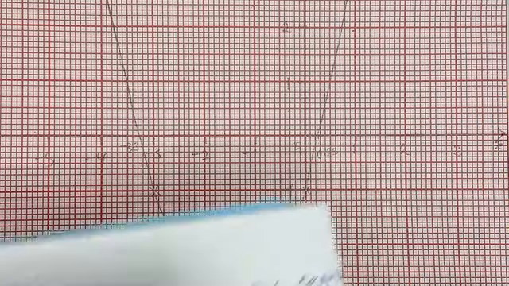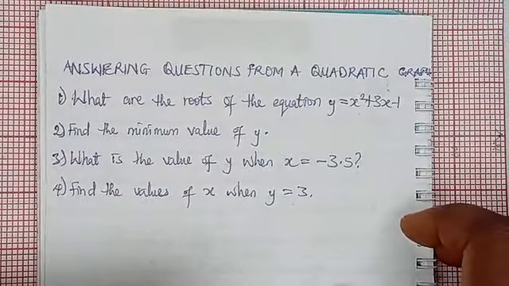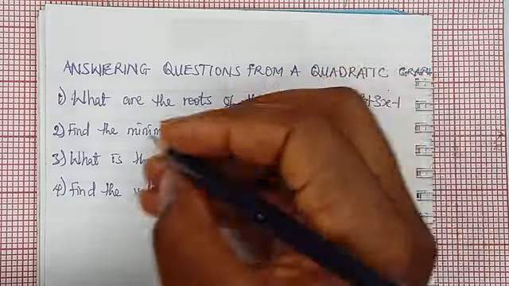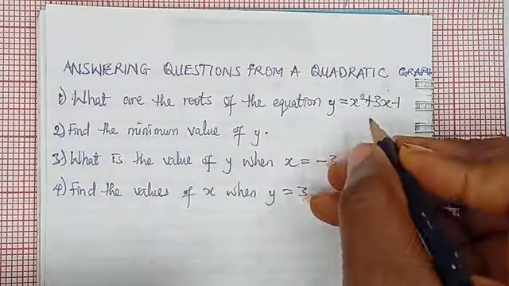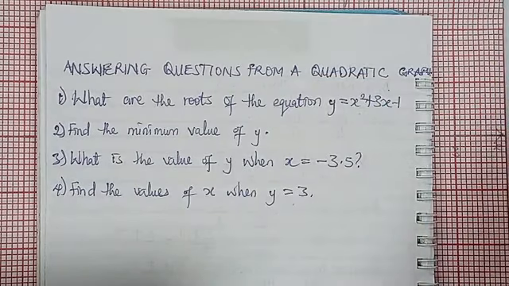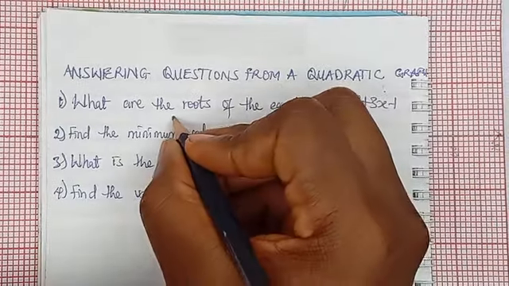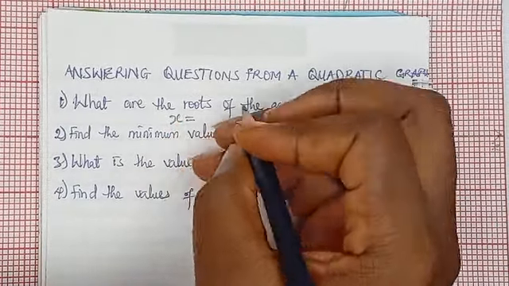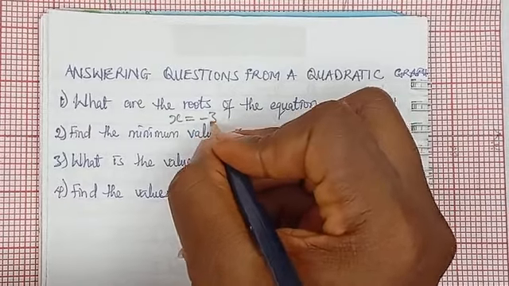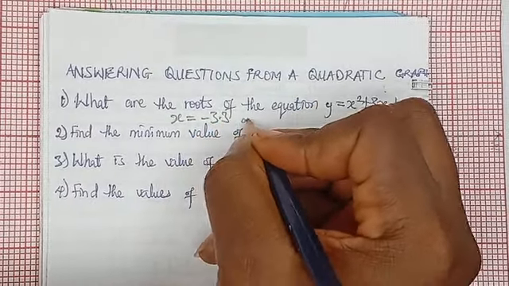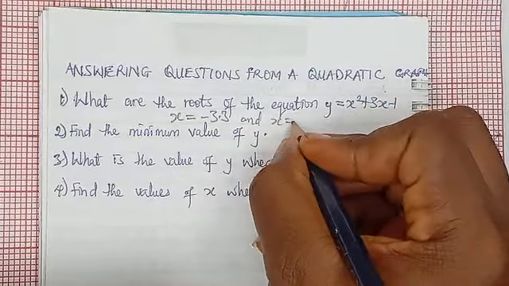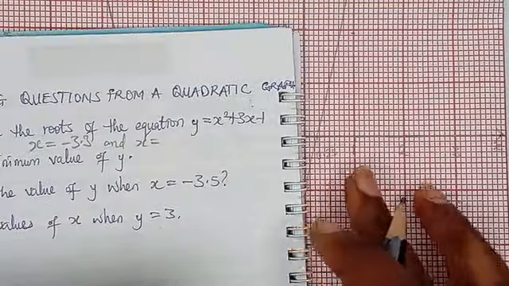So we have to write down the answer. What are the roots of the equation? Whenever the roots of an equation are asked for, they are asking for where y is equal to 0. So we have x equals minus 3.3 and x equals 0.25.